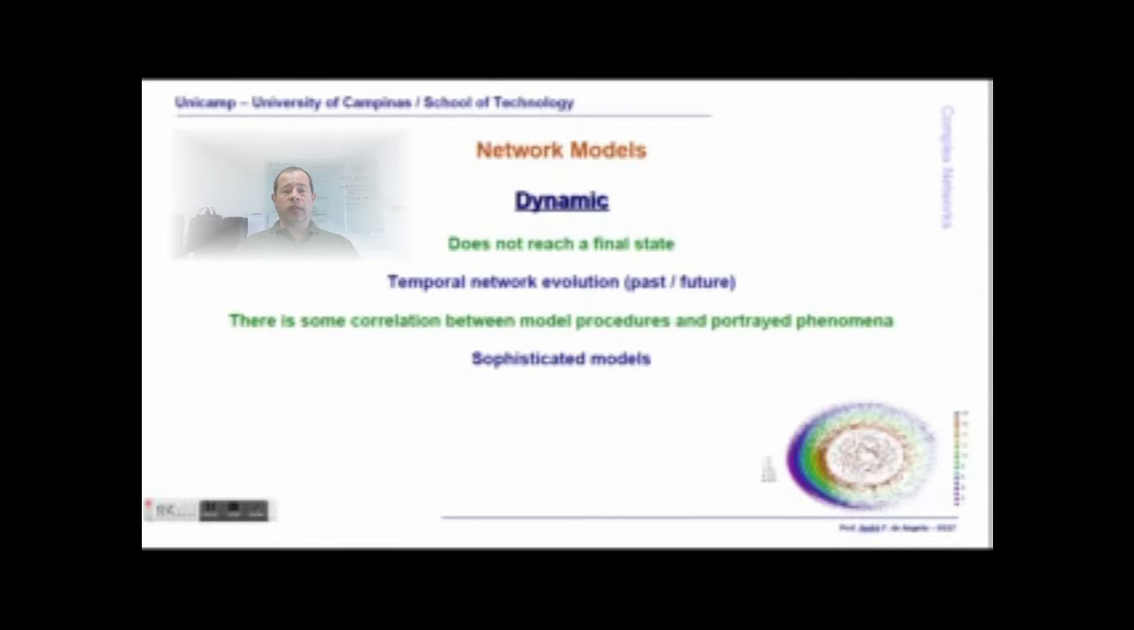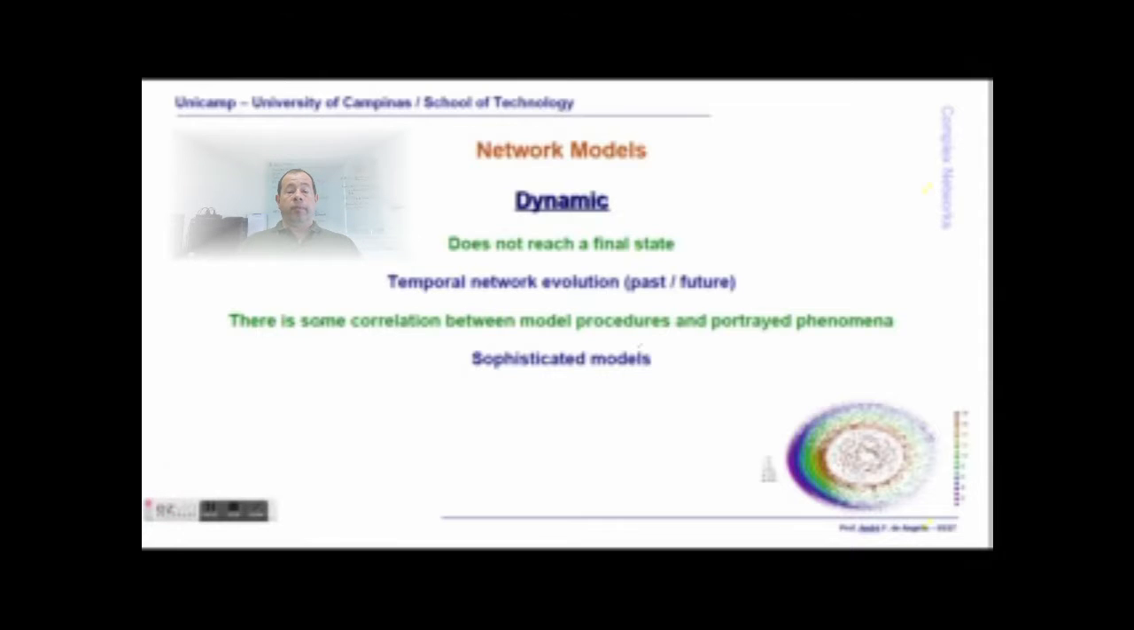If my process is random, I will not reach the temporal evolution of the network. They will not match with the real situation. The evolution will not match with the real situation. Dynamic models, because of these characteristics, are sophisticated models, more sophisticated than the static models in general.